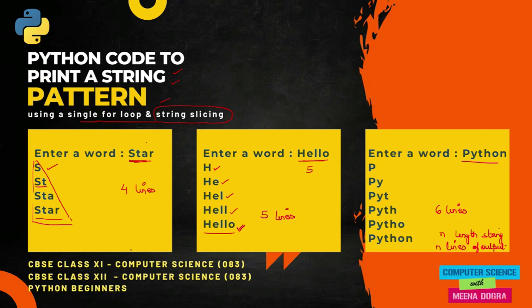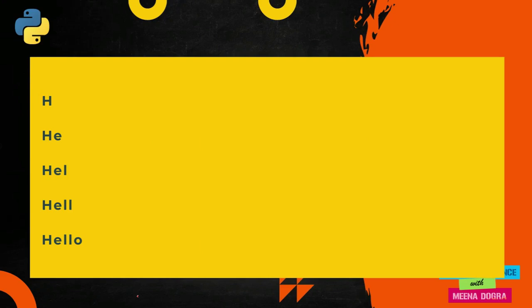So this video will be of extreme use to children who are having computer science, subject code 083, studying in class 11th and 12th in CBSE board. It will also be helpful to every Python beginner and every Python lover. And this time we are going to make use of a single for loop again, and string slicing. So let's proceed with the explanation of this code.